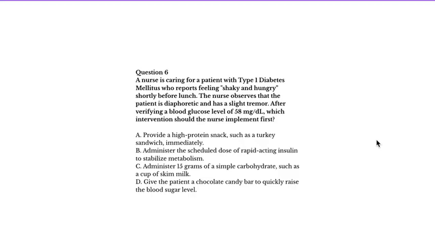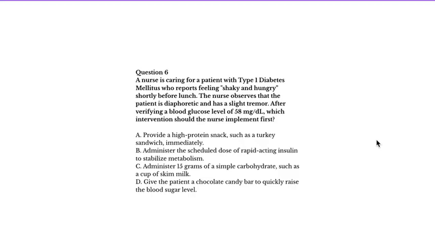So this is the type 1 diabetic. Just by looking at the stem, you're saying that the patient is already hypoglycemic with a blood sugar of 58. What would be the first thing that you would do that would help with the clinical manifestations as well as the data in terms of the blood sugar of 58 milligrams per deciliter? What would be your answer?